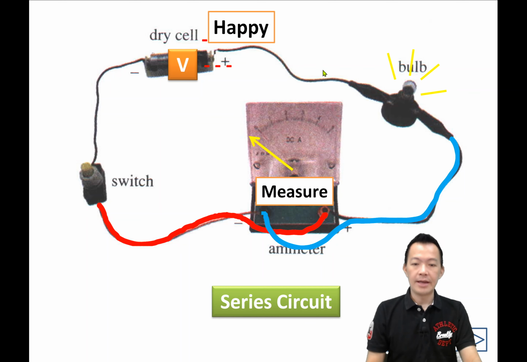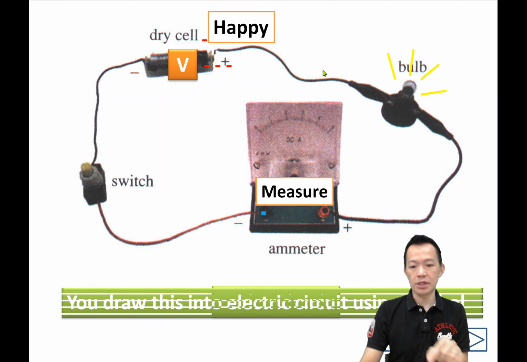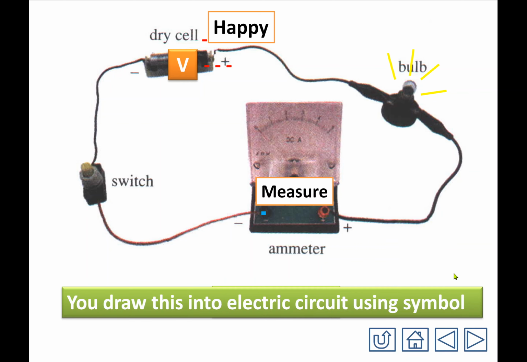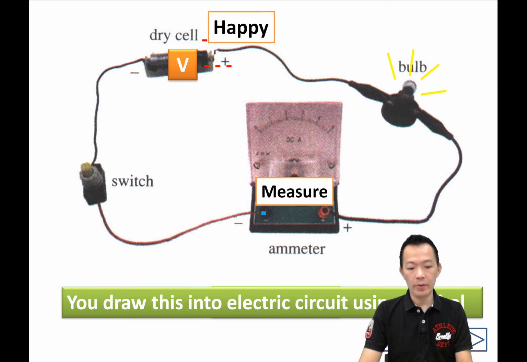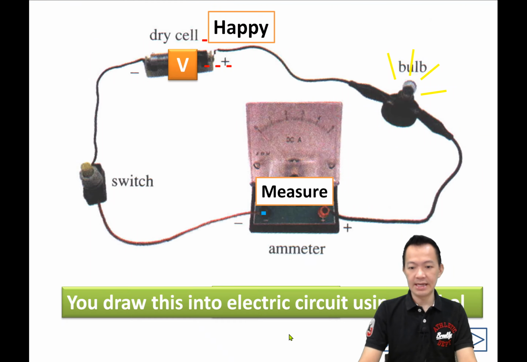So now how is the drawing? So how to copy this in your notes? 这样抄在你的 notes 呢？So you draw this into the electric circuit by using symbols, 用标志把它画成电路。But how? 怎样呢？Where to draw? 在哪里呢？You should be here, 你应该在这边对不对？Using a ruler, 用尺啊，把答案画在这边。Okay, now I give you the answer.